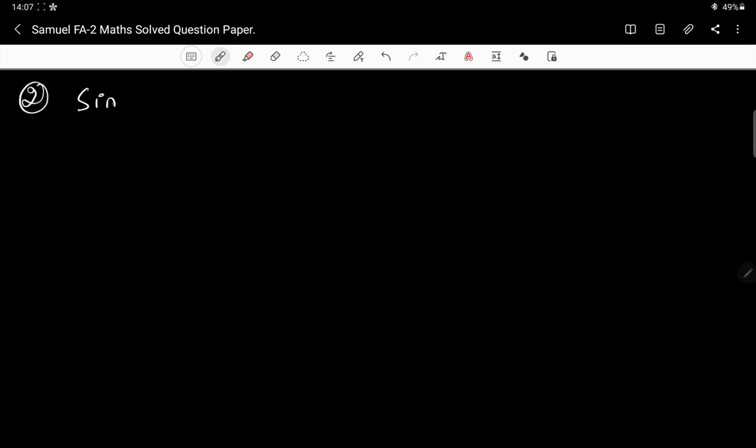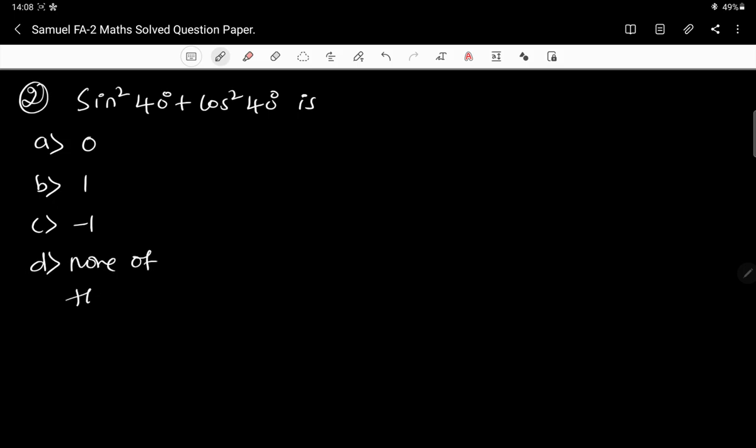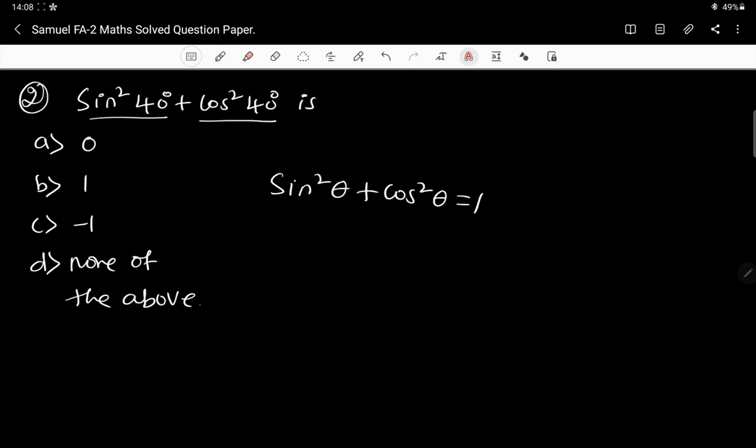The second question is, sine square 40 degree plus cos square 40 degree is. The options are 0, 1, minus 1 and none of the above. You don't know the value of sine square 40 and cos square 40, but we have one identity: sine square theta plus cos square theta is equal to 1. Here the angle is the same, 40 degree and 40 degree. So this answer is going to be 1. Option B is the right answer.